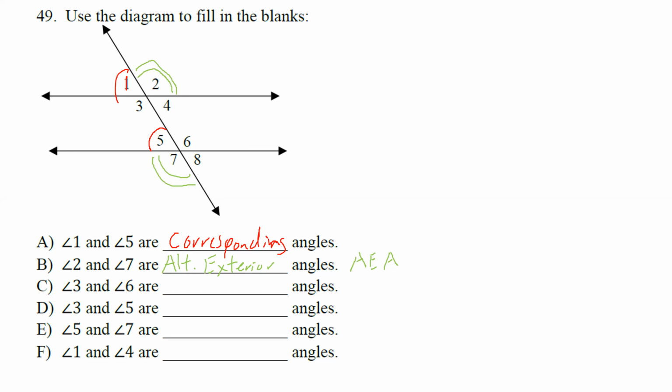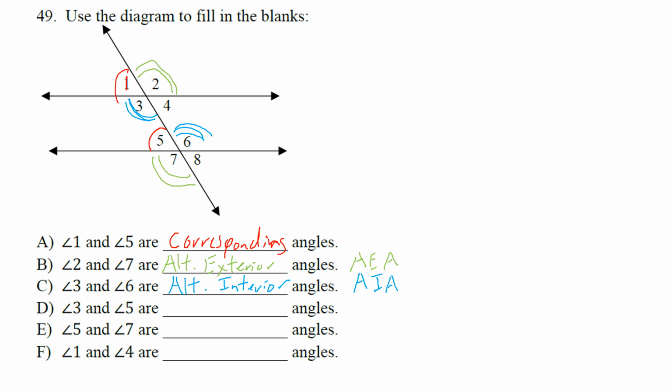So then the next one, 3 and 6. So 3 and 6, alternate interior angles. So alternate interior angles. And again, that one is usually abbreviated as AIA.